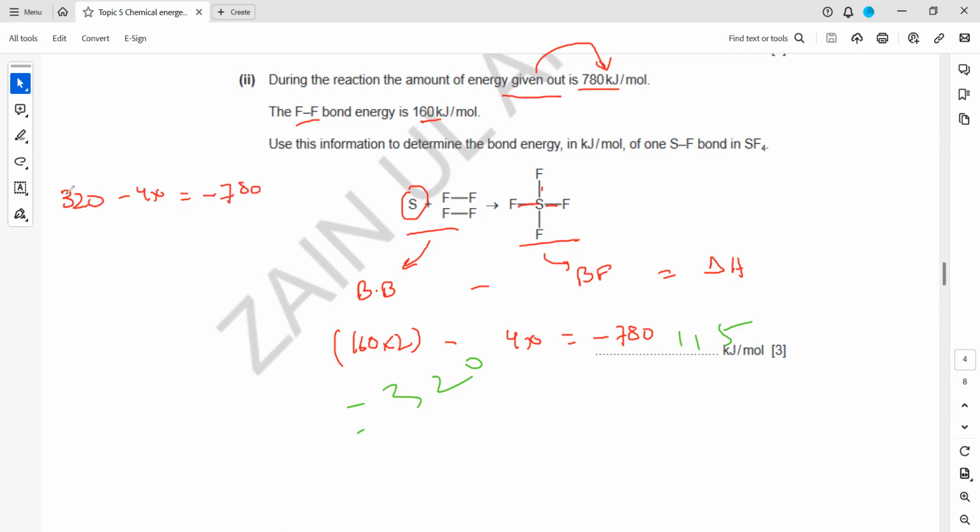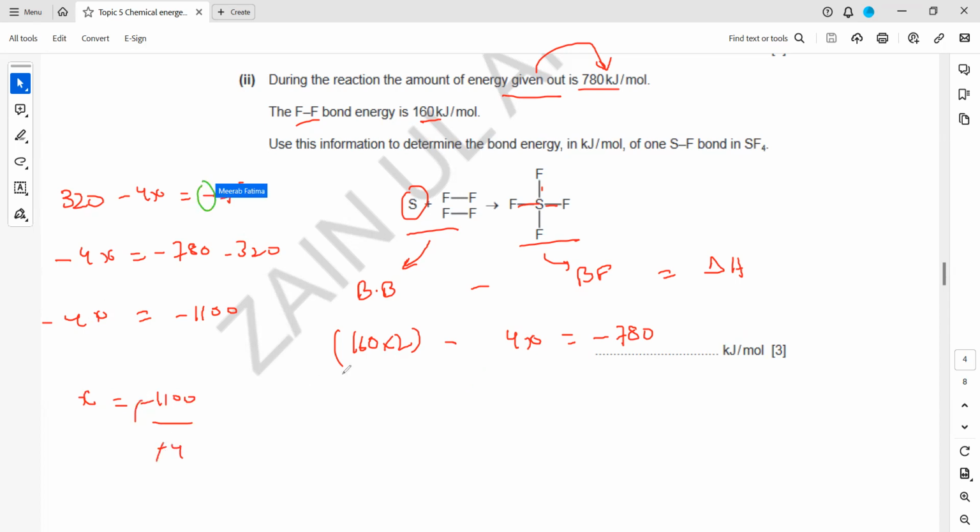Now we simplify for x. 320 is positive, on the other side it will be negative. So minus 4x is equal to minus 780 minus 320. Because it was positive, on the other side negative. This will be minus 1100 is equal to minus 4x. So we need x. It will be minus 1100 divided by minus 4. When you simplify, it will give you 275 kilojoule per mole.